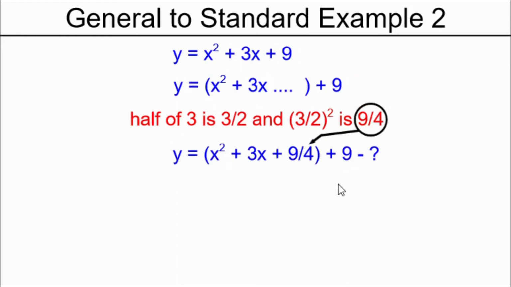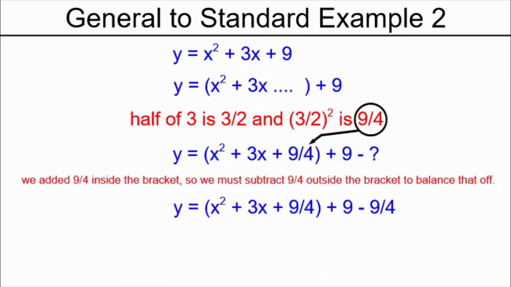But if we're going to add 9 quarters in one part of the equation, we have to balance it off by subtracting the same amount from another part of the equation. So therefore, we're subtracting 9 quarters over here. Now we just have to simplify our equation.